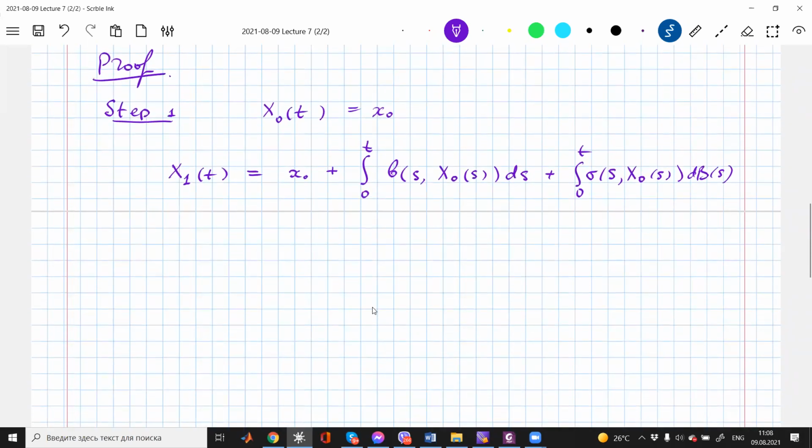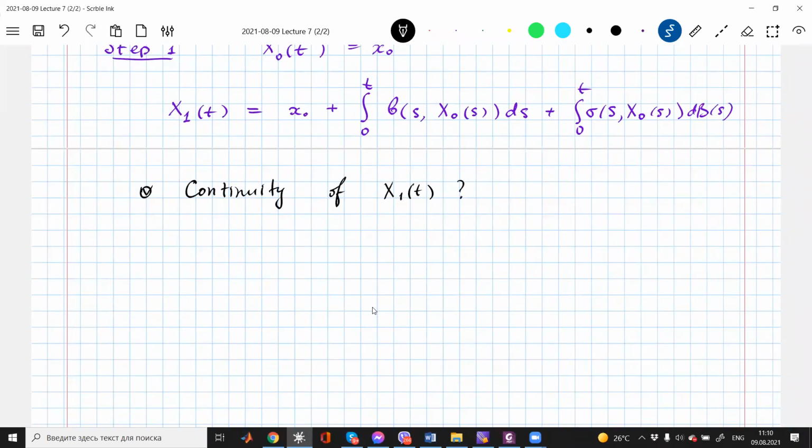So what should we check for this process? First, in our definition, we say that the process is a continuous function. So what about the continuity of this process? Since we have a continuous function b here, the first integral with respect to ds is the integral of some function, and you know that the integral is a continuous function. This is from your calculus. Now what about the second part, the integral with respect to Brownian motion? Let us check this in the general case.